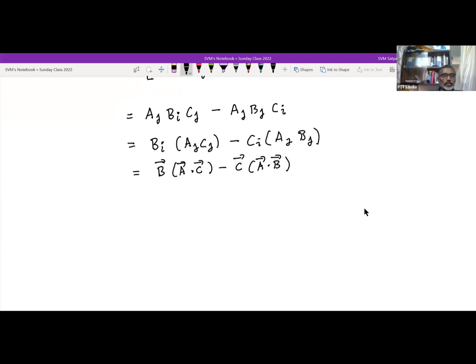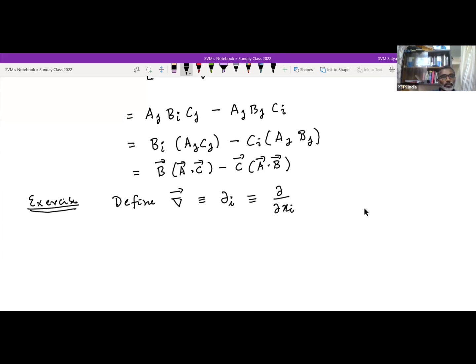Now let me leave this as an exercise. Before this exercise, let me say that we are going to define this operator del in this index notation as simply del I, which actually stands for partial derivative with respect to xi. But we are going to simply call this del I.